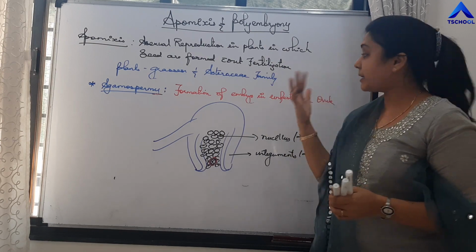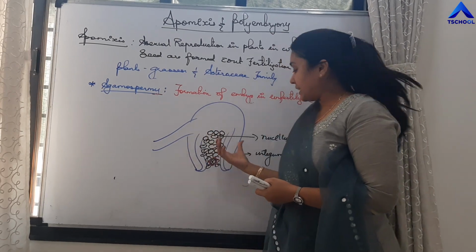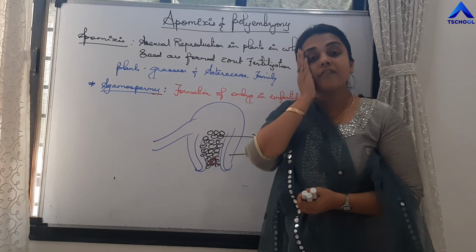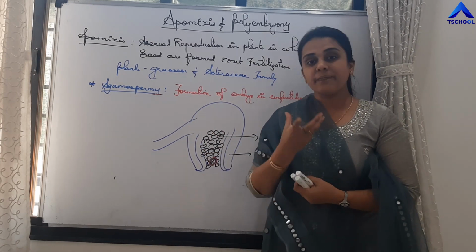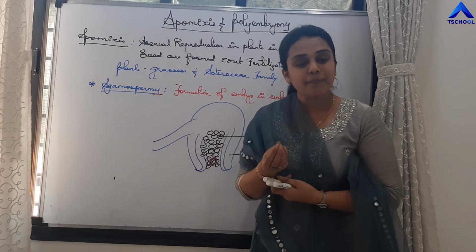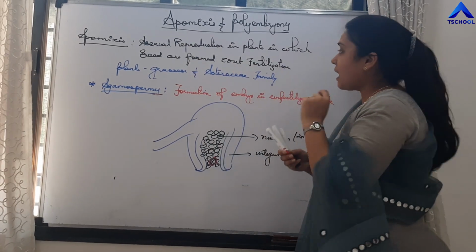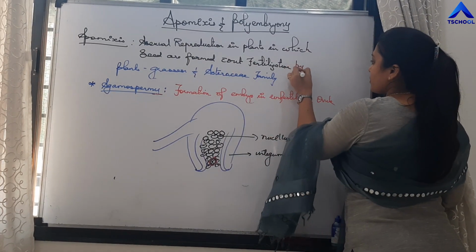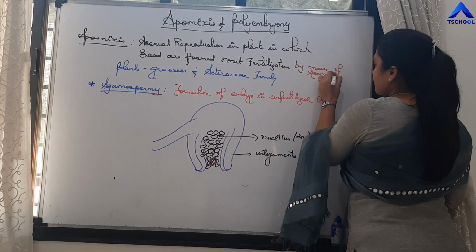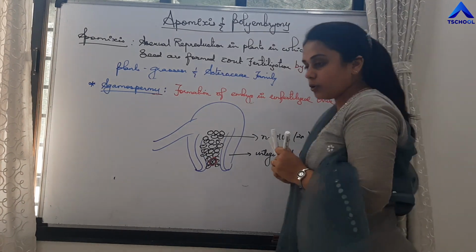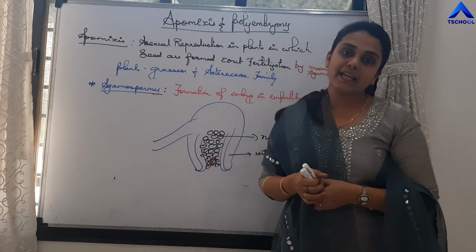Now what is agamospermie? Formation of embryo in an unfertilized ovule. So this is the ovule. There are cells of nucellus, there are cells of integument, and there might be formation of a megaspore mother cell. But without fertilization, when in this unfertilized ovule, an embryo is formed, a single embryo or multiple embryos, that is called as agamospermie. So apomixis occurs by means of agamospermie. Formation of the seeds without fertilization is apomixis, and that occurs by means of agamospermie.